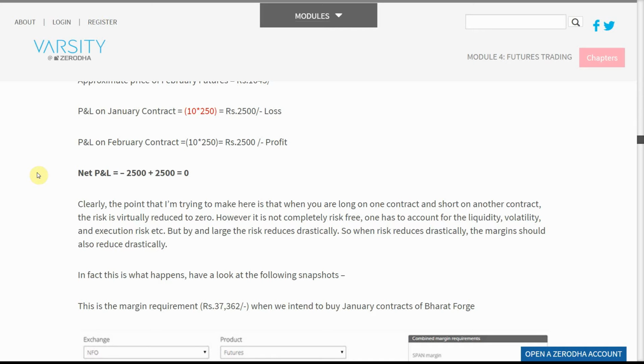Clearly, the point that I'm trying to make here is that when you are long on one contract and short on another contract, the risk is virtually reduced to 0. However, it is not completely risk-free. One has to account for the liquidity, volatility, and execution risk, etc. But by and large the risk reduces drastically. So when risk reduces drastically, the margins should also reduce drastically. In fact, this is what happens.